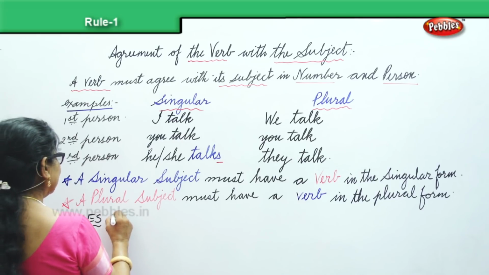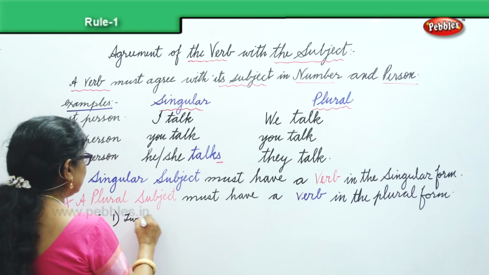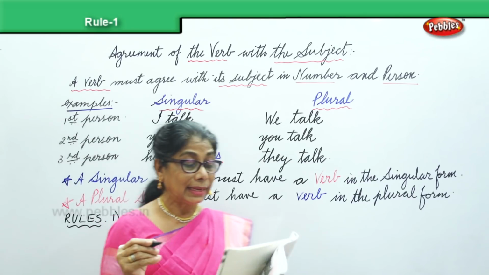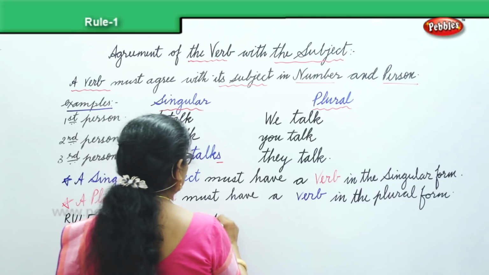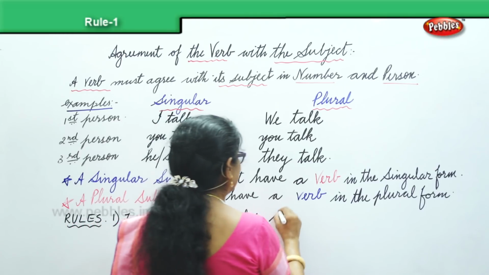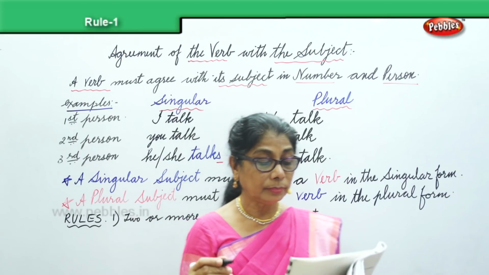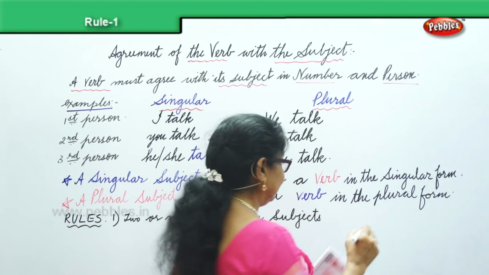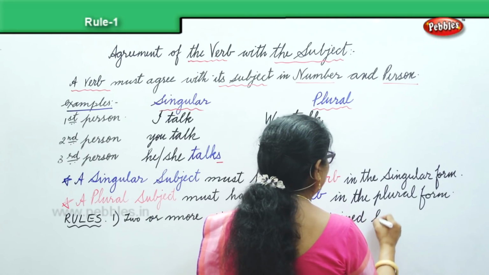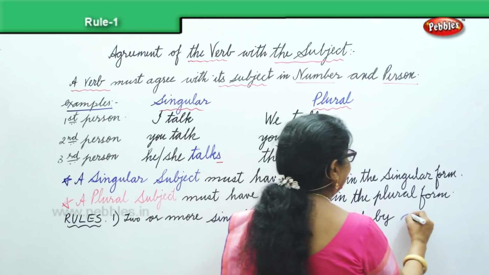Rules, and we have here, the first one is two or more singular subjects, two or more singular subjects joined by and. Two or more singular subjects joined by and. When there is an and over there, A-N-D.